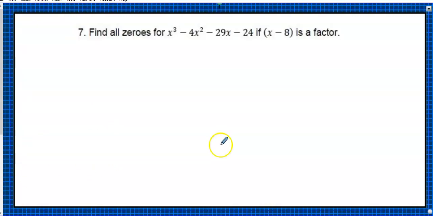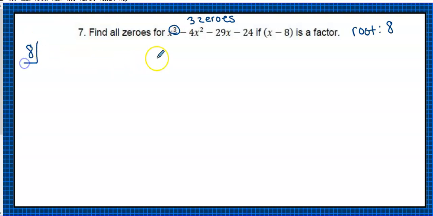So your first one, number 7, let me make sure I got this right. Yep. It says find all the zeros, and then it gives you this polynomial, which is cubic. It has a 3, so we know that it has 3 zeros. And then it tells you x minus 8 is a factor. So if x minus 8 is a factor, that means there is a root at positive 8. So I can use synthetic division here to find the quadratic expression when I take out the 8. So let's use synthetic division.